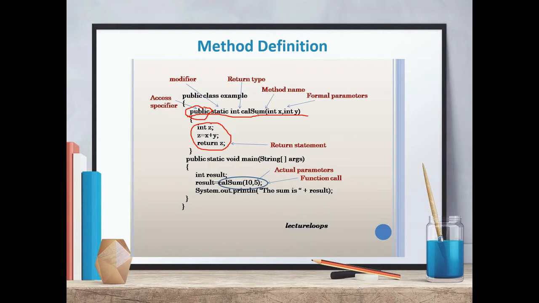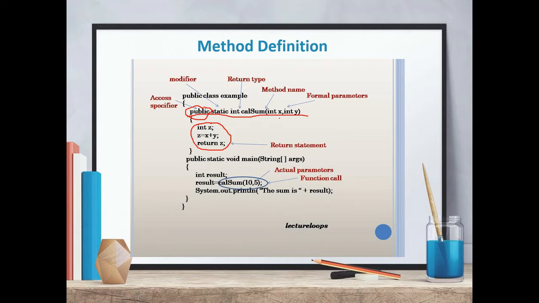Then comes the method name. The method name must be a valid identifier. So it must follow the rules of naming identifiers, and we should also try to keep the name meaningful, so that we can understand what actually is going on inside that particular method.